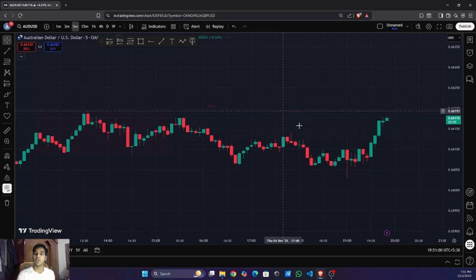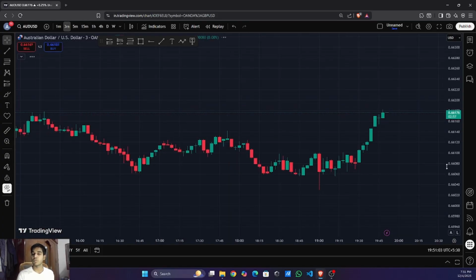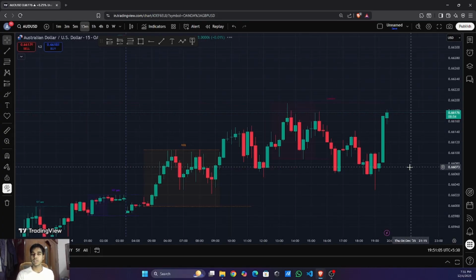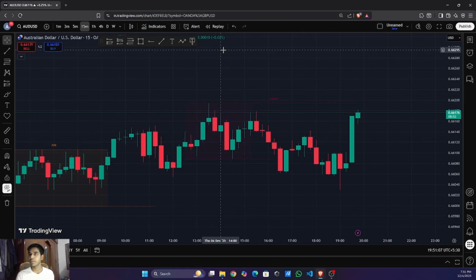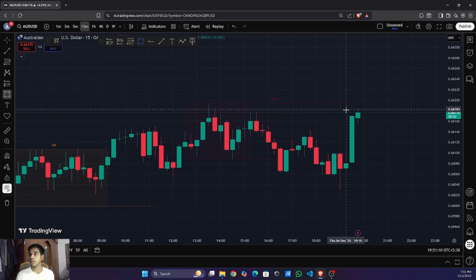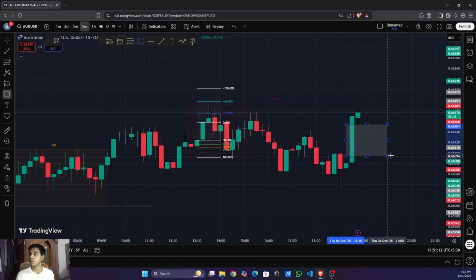Is there a 5 minute order block? Nope, just continued momentum. Yeah, so the best thing we can do is the 15-minute fair value gap and a break of structure.